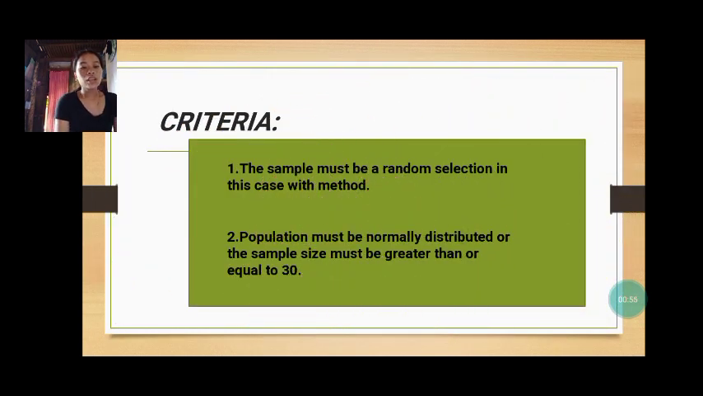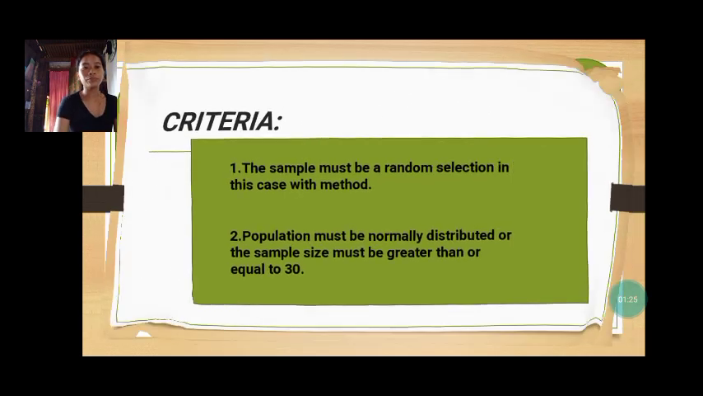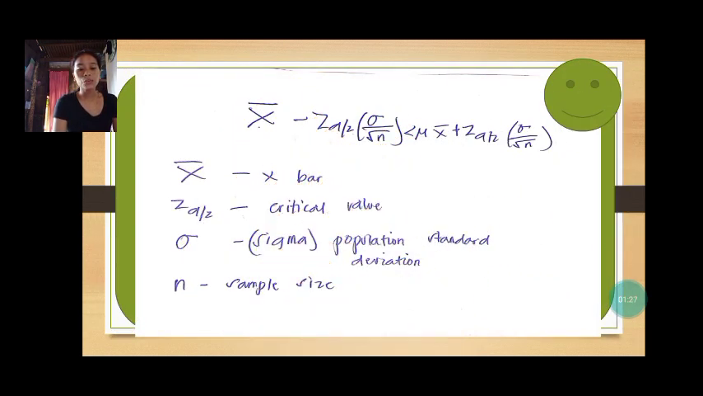So, given that we have the population standard deviation and we have the sample information from the question, a confidence interval can be defined from this calculation. To proceed with this calculation, we need the criteria. First, the sample must be a random selection, in this case with a method. Second, the population must be normally distributed or the sample size must be greater than or equal to 30. So, we go on both of those criteria.